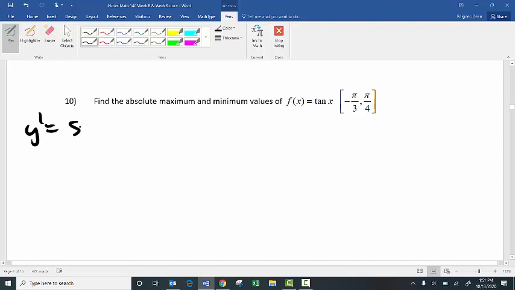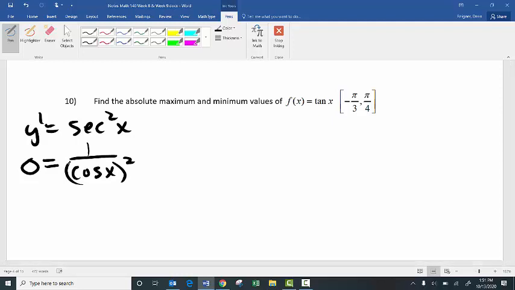So the derivative of tangent is secant squared, and then the derivative of the angle is 1. So you do the same thing whether it's a trig one or one with x's: you set the derivative equal to 0. Now this one, we're going to make it cosine squared. So secant squared is 1 over cosine squared. So now this one will never be 0 on the top because it's always going to be 1, but it is going to be 0 on the bottom.